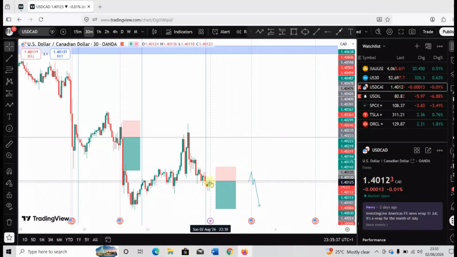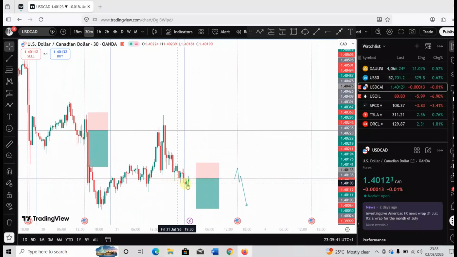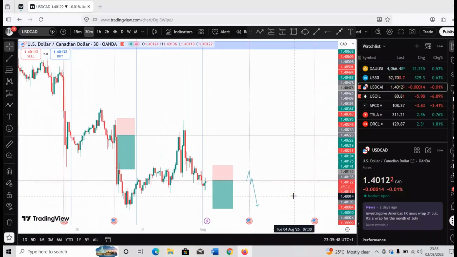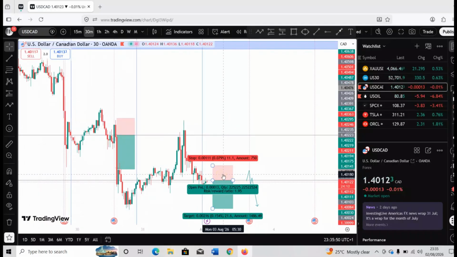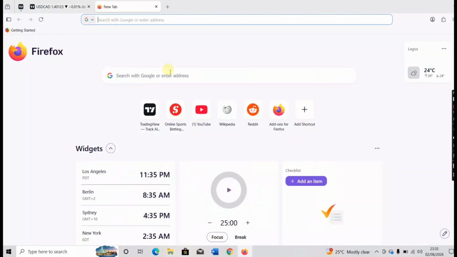Of course you can see the rejections here. It keeps rejecting here. So in 24 minutes, again, I know what's up. But in the meantime, let me calculate my risk, the lot size I'm going to use.